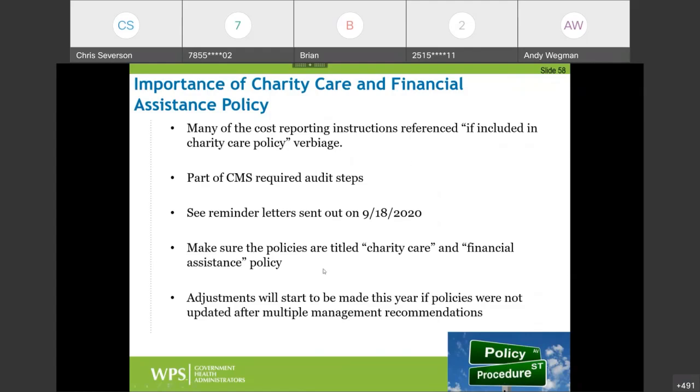You know, we've been able to give a little bit of leeway up to this point with just management recommendation letters that, hey, you need to change the policy. But at this point, we're getting into the years where those policies should have been changed by now. Some of the providers, their entire fiscal year end would be covered by, it's after 9/18. Other providers, maybe half and half, just depends on what year you have. So we may be making adjustments for these this year if we still don't see your policy updated.